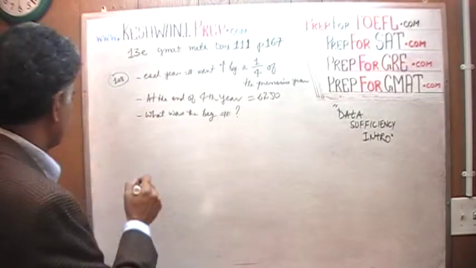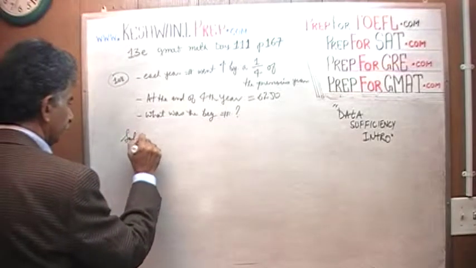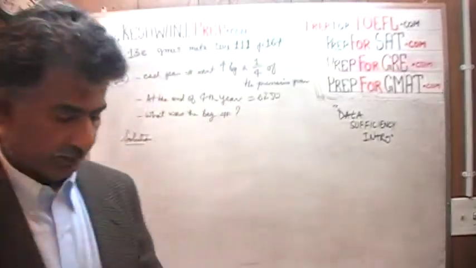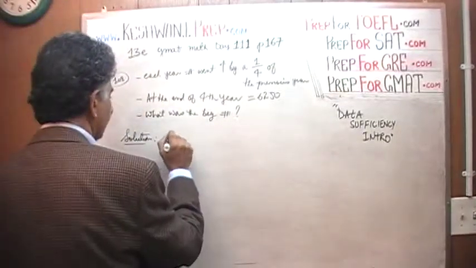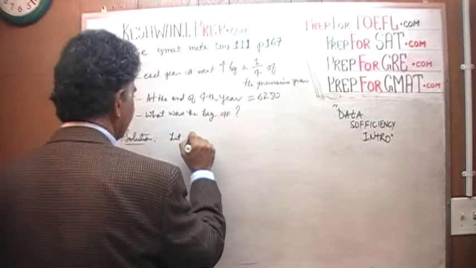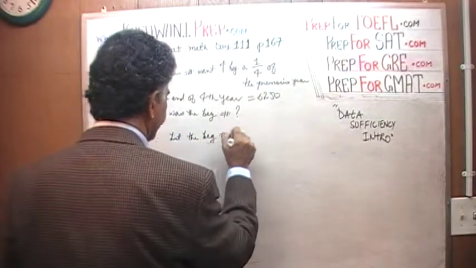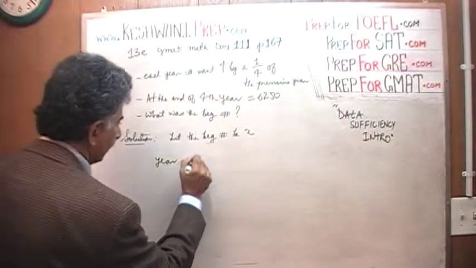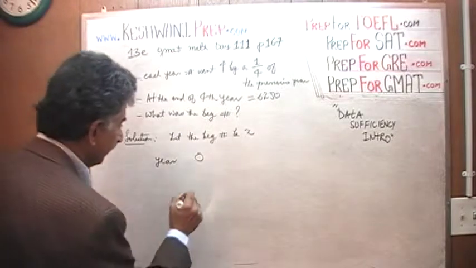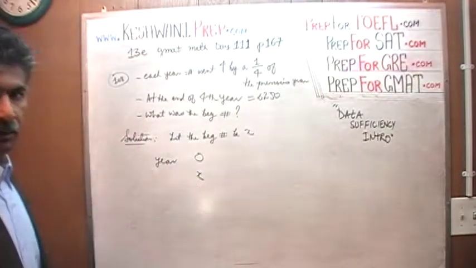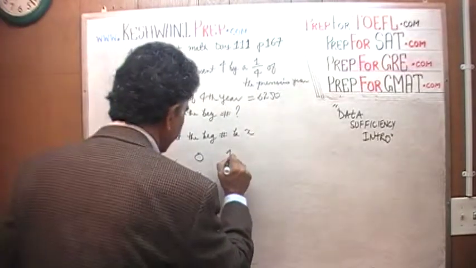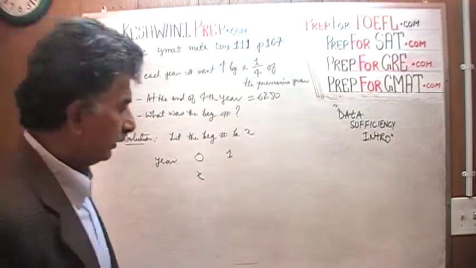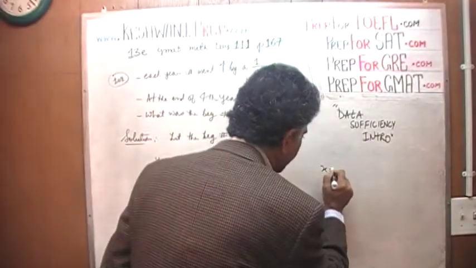Alright, here's our solution. We are going to pretend that we started out with x. Let the beginning number be x. So here's our year 0, which is the beginning. In the year 0 it was x. At the end of the first year, whatever it was, it increased by a quarter. So if it was x, we had a quarter more than that.